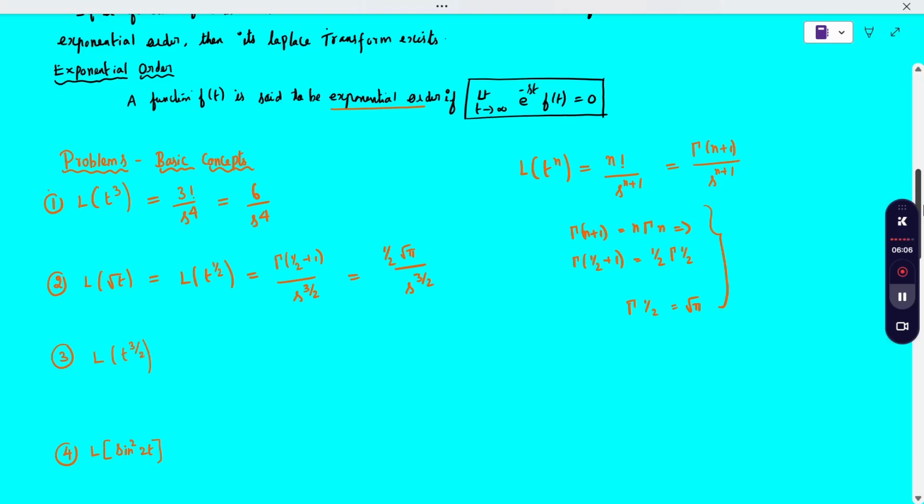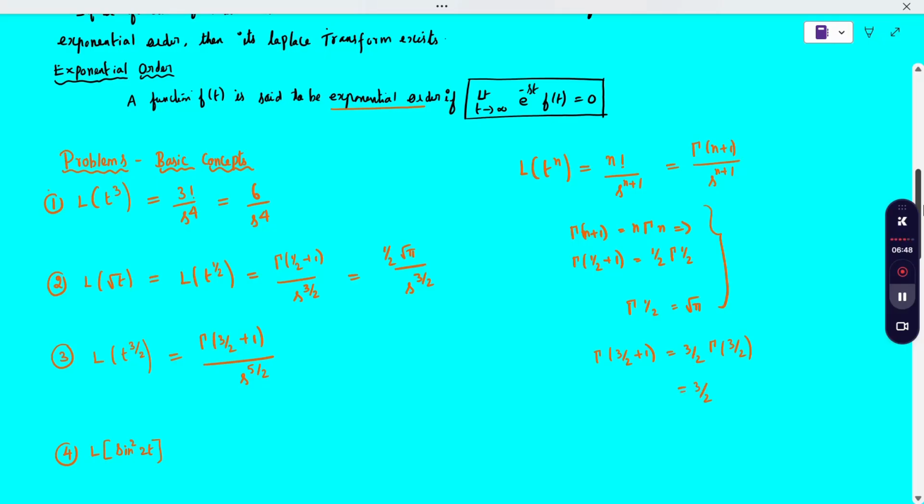In the same way, L of t power 3 by 2, same procedure when I write it. Gamma of 3 by 2 plus 1 divided by the denominator s power 3 by 2 plus 1, which is 5 by 2. So the denominator has no change, only the numerator I have to write. As per this, gamma of 3 by 2 plus 1 is nothing but 3 by 2 into gamma of 3 by 2. Again I have to rewrite gamma of 3 by 2 with the same procedure.